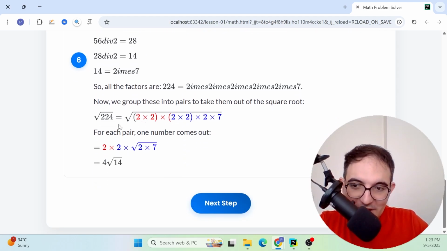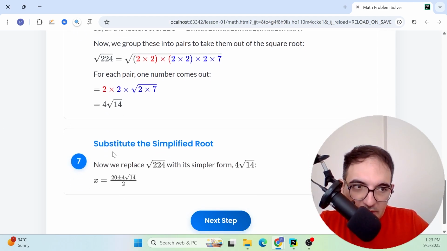For each pair, one number comes out of the square root. So one red 2 comes out, and one blue 2 comes out like this. Outside, we multiply them: 2 times 2 is 4. The numbers left inside without a pair are 2 and 7. We multiply them inside the root: 2 times 7 is 14.